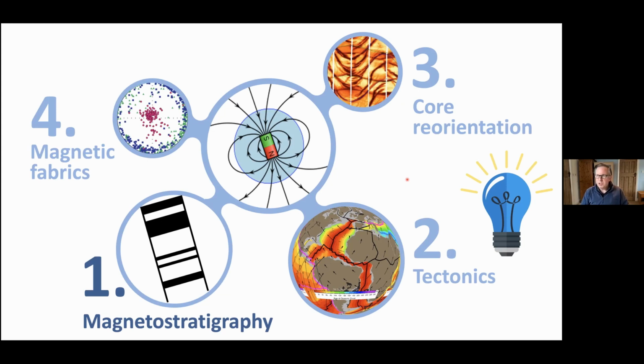But it's also possible to use paleomagnetism to understand tectonics. I'll give you some examples of that, to reorientate cores that are originally unoriented. And then finally on this list, it's often an overlooked topic of magnetic anisotropy, which can give you some really good insights into processes that are affecting the rocks or sediments that you're sampling. So I'll give you some examples of each of these.